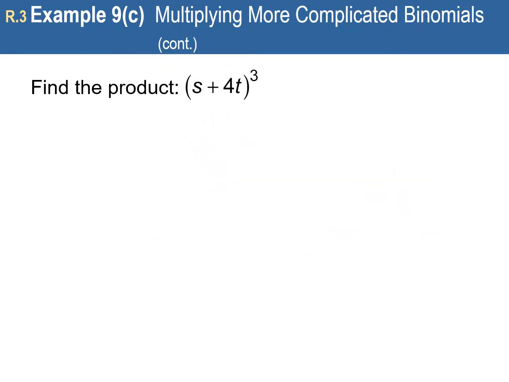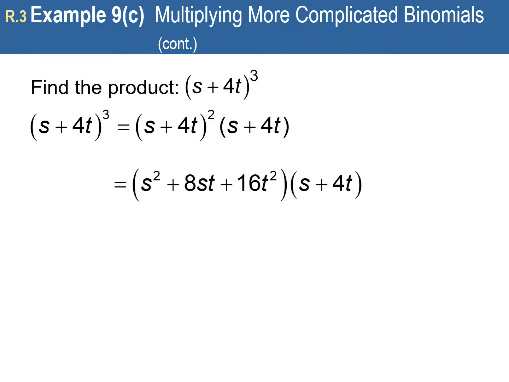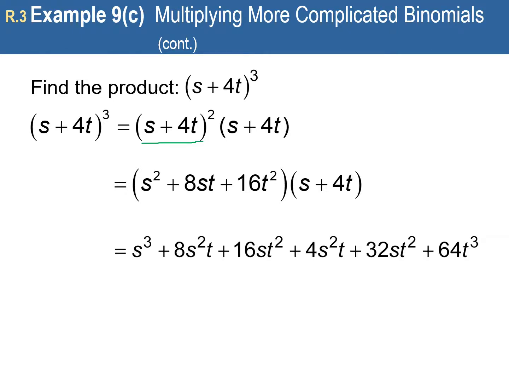Now, as I get more complicated, just be patient. For this one, I would rewrite this as s plus 4t squared times s plus 4t. FOIL out the first term. So it's s squared plus 8st plus 16t squared. And now do your distribution.